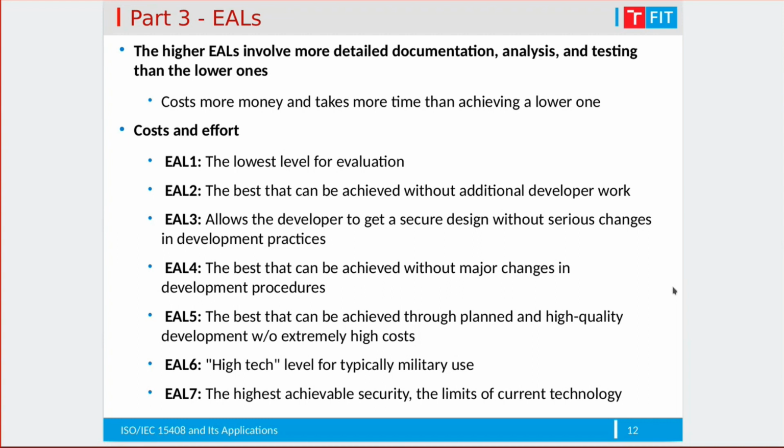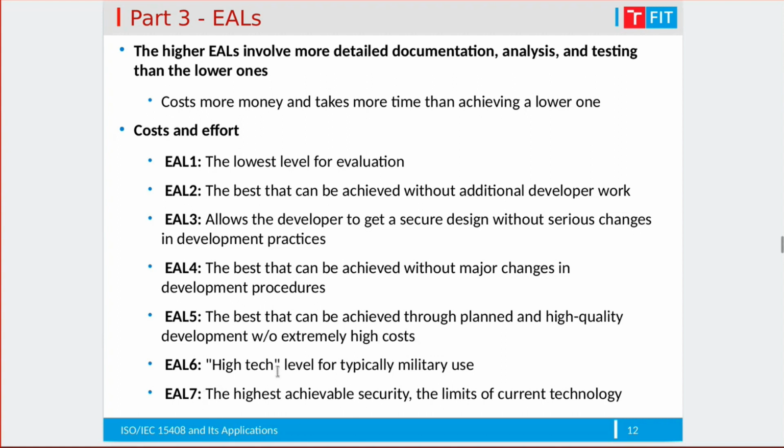The higher EALs involve more detailed documentation, analysis and testing than the lower ones, and of course cost more money and take more time to achieve. The first one can be achieved with the lowest level of evaluation, and the second one is the best that can be achieved with additional developer work. EAL3 allows the developer to get a secure design without serious changes in development practices. EAL4 is the best that can be achieved without major changes in development procedure. I think that Linux belongs in EAL4, which contains some kind of testing. Then EAL5 is the best that can be achieved through planned and high quality development without extremely high cost.